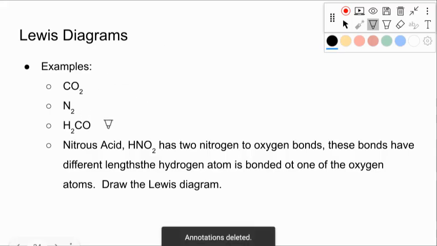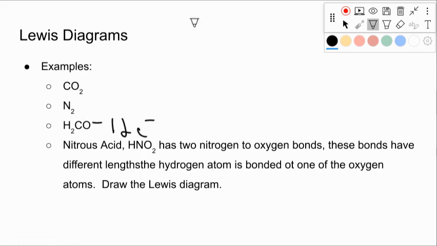H2CO. Oxygen has 6 valence electrons, carbon has 4, and each hydrogen has 1, so that's 6, 10, 12 electrons. Carbon is the central atom, if carbon is an option. Then you want to distribute everything around it so it's even.